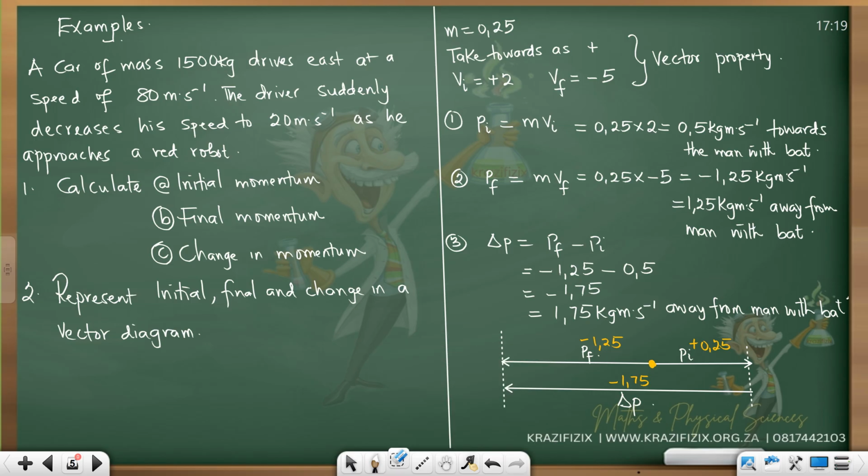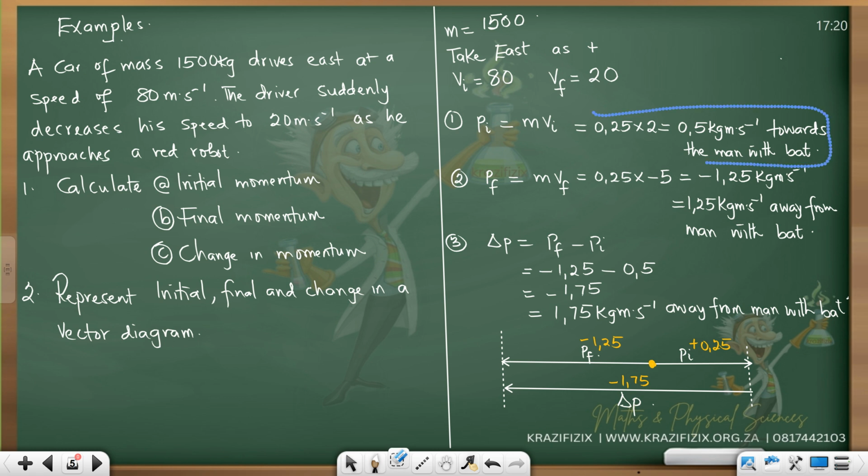Okay, so what is our mass? 1500, right? Let's take east as positive. So our initial velocity will be 80. Our final is 20. They are both positive. I hope you see that. The guy only slows down. The guy did not change direction. So for the 20 meters per second, we're still moving east.